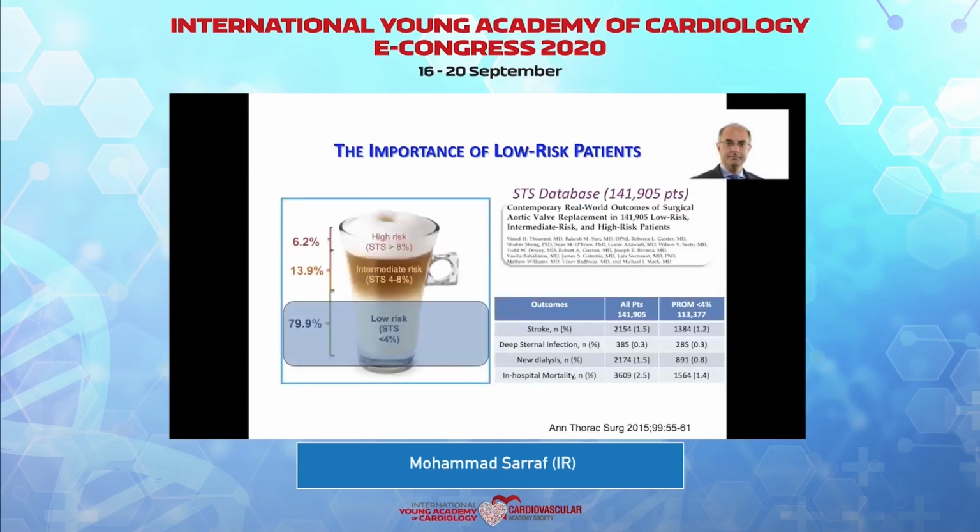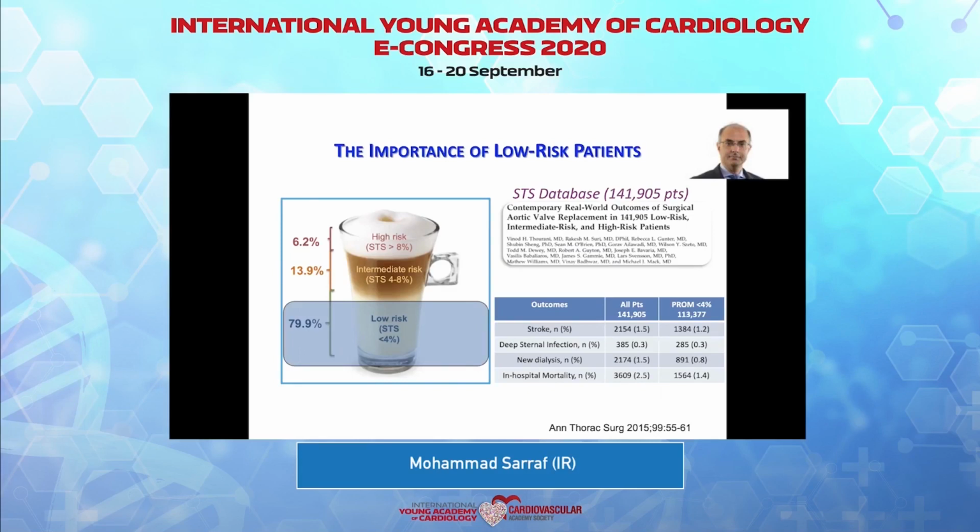What's really important in low-risk patients is that roughly about 80% of the patients who have severe calcific aortic stenosis are really low risk, and in this very elegant study that was done by Dr. Thourani and the co-authors, the in-hospital mortality in patients who have low risk continues to be extremely low at 1.5%, with also very low risk of stroke at 1.2%.